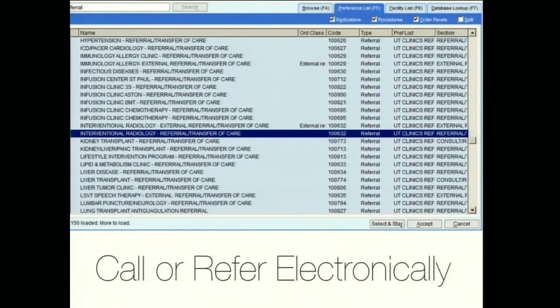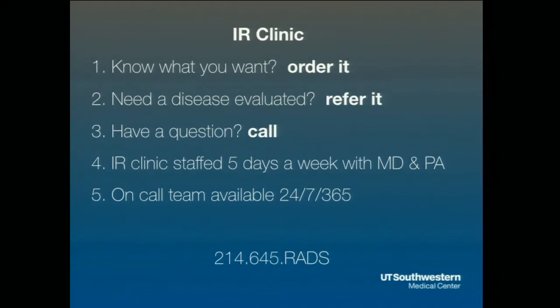So for those of you who are internal, you can refer in Epic. For those of you who are external, just call us, and we have the image-guided procedures group that will direct your referral to the appropriate provider.